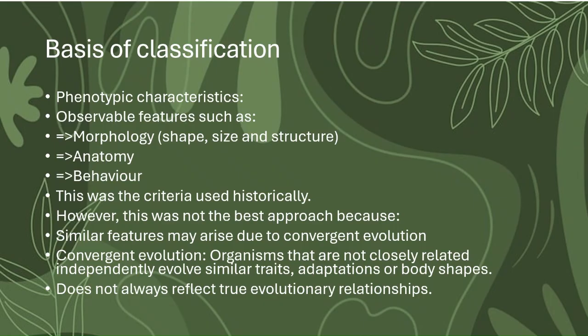Just to give you some extra information, convergent evolution is when organisms that are not closely related independently evolve similar traits, adaptations, or body shapes. So they might have similar traits, but they're not related at all. That's why phenotypic characteristics aren't the best method to classify animals or organisms. And another thing is it does not always reflect true evolutionary relationships.